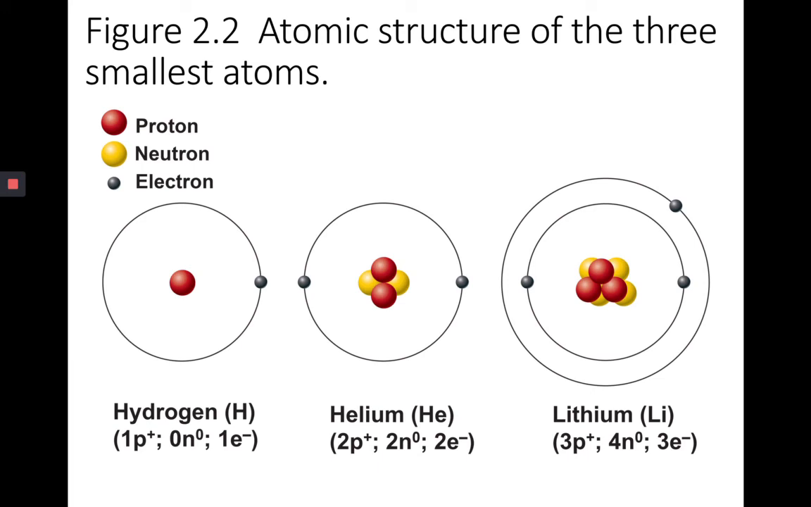Since hydrogen only has 1 electron, it only needs 1 orbital, and there's one electron in its orbital. There's 2 electrons in helium's orbital. It only has 2 electrons. And then for lithium, it has 3 electrons. In the first orbital, there are 2 electrons. In the second, there's just 1.